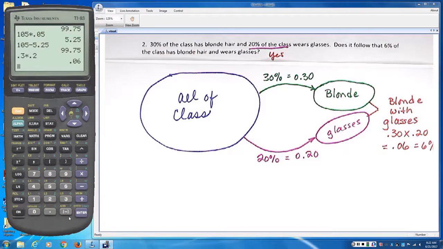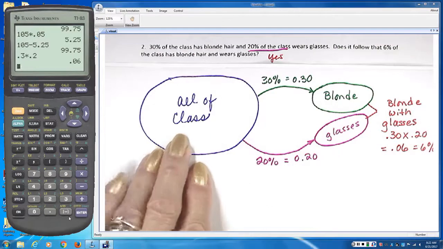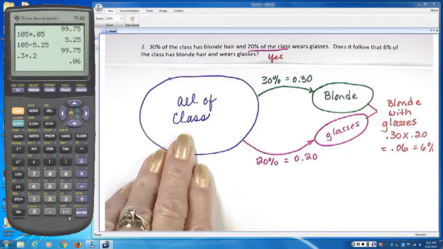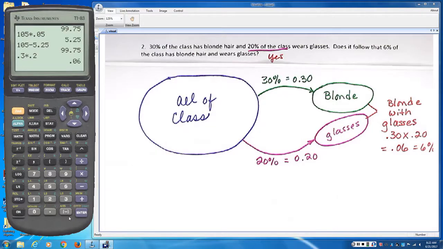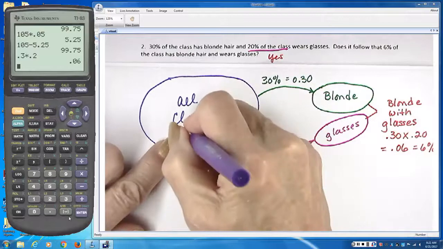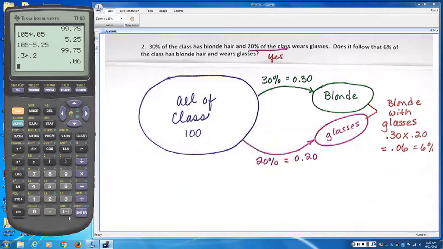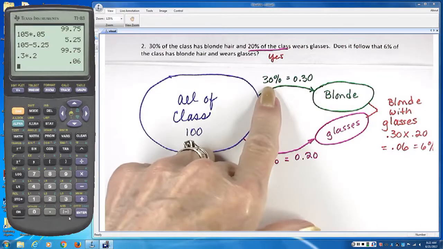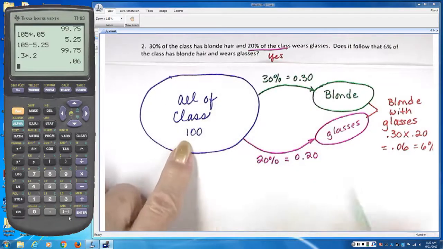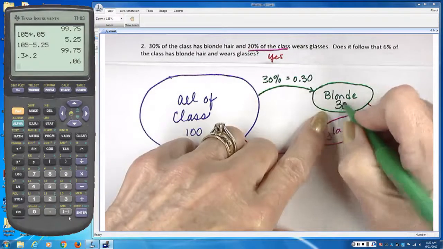Now let's, once again, because I've told you to kind of use your little example. If this is 100%, this is all my class. Let's just assume that my class, since it's 100%, is 100 students. Right? Now, if my class is 100 students, how many of those students are blonde? Well, this says 30 out of 100, or 0.30 times 100 would give us 30 blonde students.